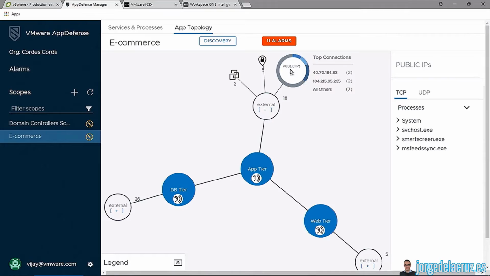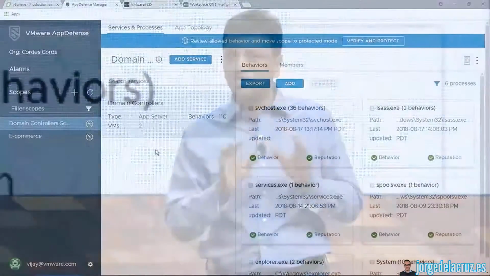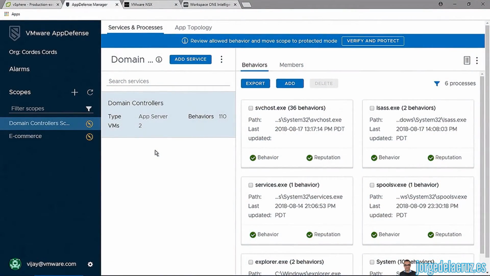Yes, very good. But how do you make sure you only learn good behavior? Exactly. How do we make sure that it's not bad? We actually verify. We ensure it's all good. We ensure that every binary's reputation is verified. We ensure that the behavior is verified.